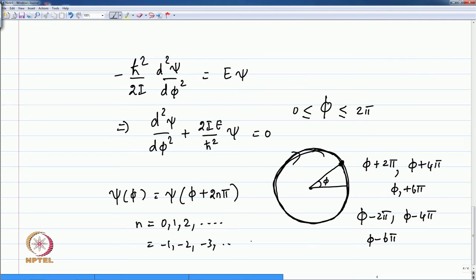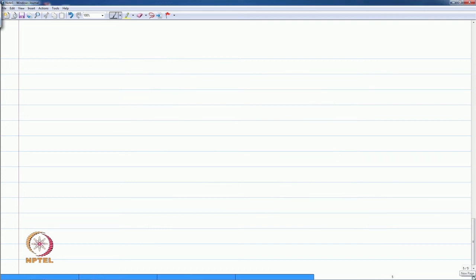So, the wave function now satisfies not a boundary condition, but what is called a periodic or a cyclic boundary condition. It is called a cyclic condition. Periodic or cyclic condition for the psi.